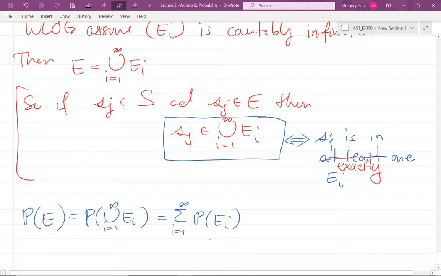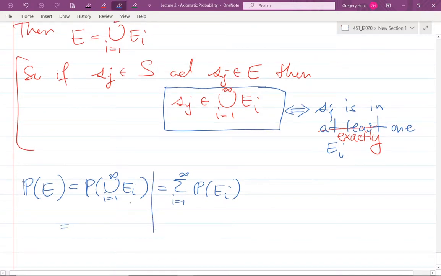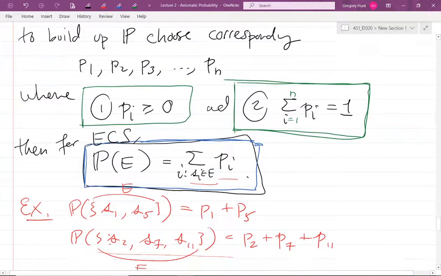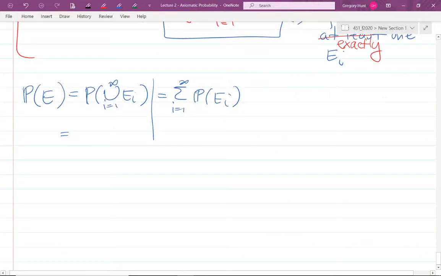Now, we can expand this left side. The probability of the union of these E sub I, according to our definition of P, so we go back all the way up to our definition of P, we do this sum thing, right? So the probability that we're in the union of the E sub I is the sum over, let's say, j, where S sub j is in the union, I goes 1 to infinity, E sub I, of the P sub j.